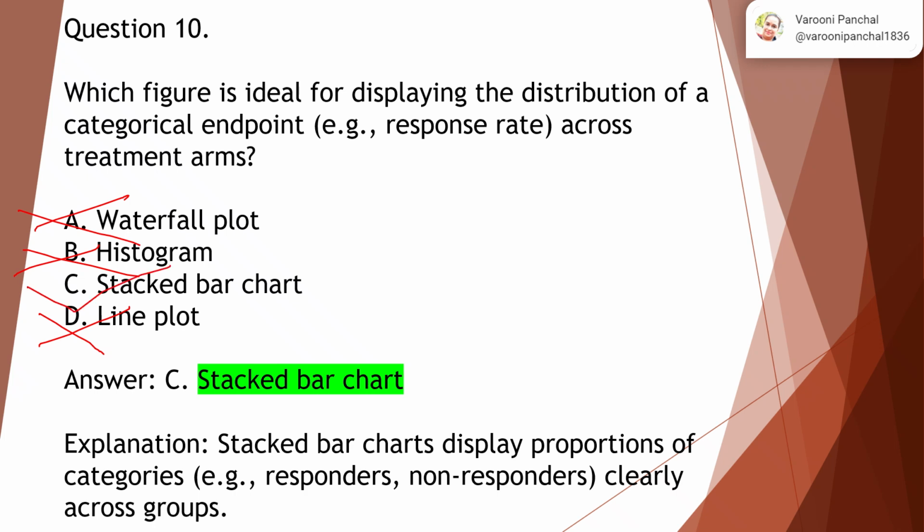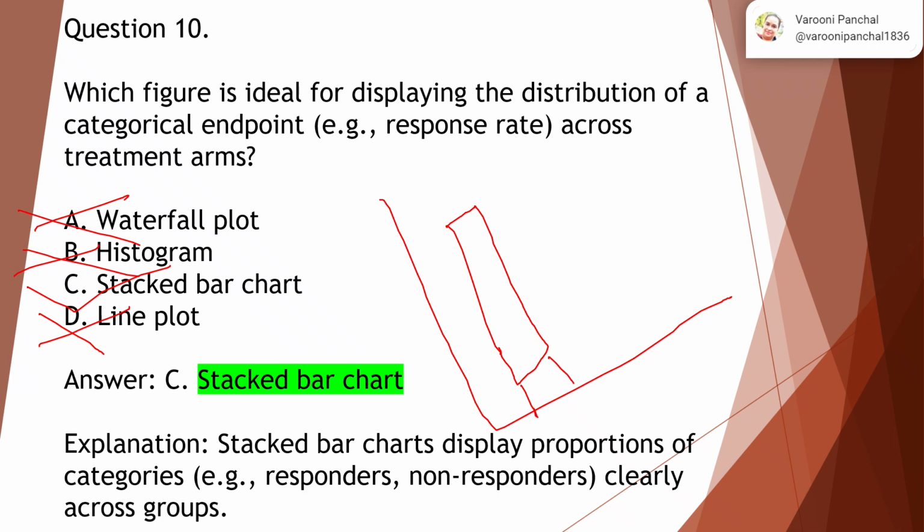So the correct answer is C. Stacked bar charts display proportions of categories, for example responders or non-responders, clearly across groups. So say for example, I have a stacked bar in a specific chart. This is my treatment A that it represents, and this is my treatment B. So this is my stacked bar, right? So this is how it is being presented.